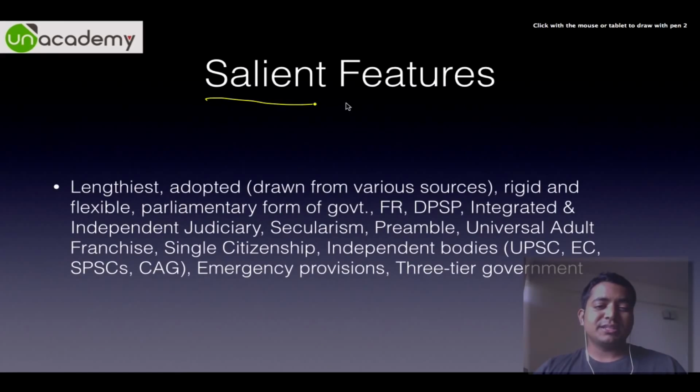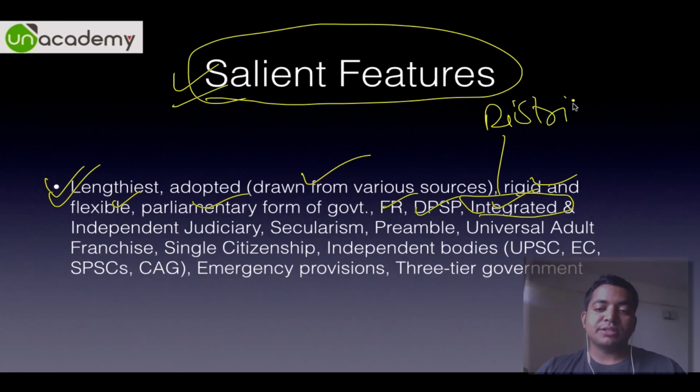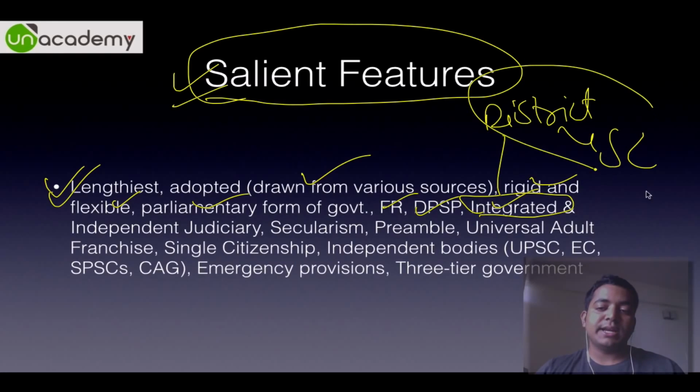Then the salient features I've already covered in all the topics, but if you want me to revise, it will go very long. The short and brief: the lengthiest constitution drawn from various sources. It is rigid as well as flexible. Parliamentary form of government, fundamental rights, directive principles of state policy, integrated. This is important. Integrated means from district court to sub-district court to Supreme Court. It's an entirely integrated judiciary, unlike in USA.